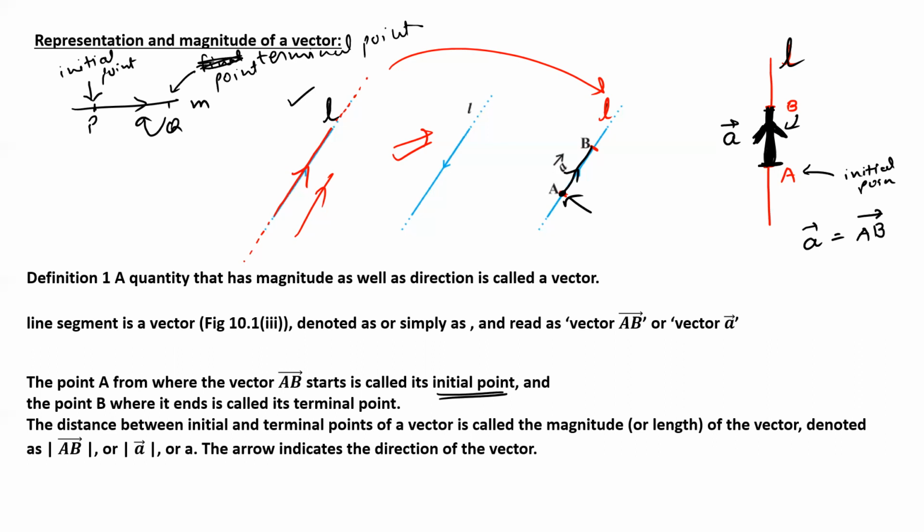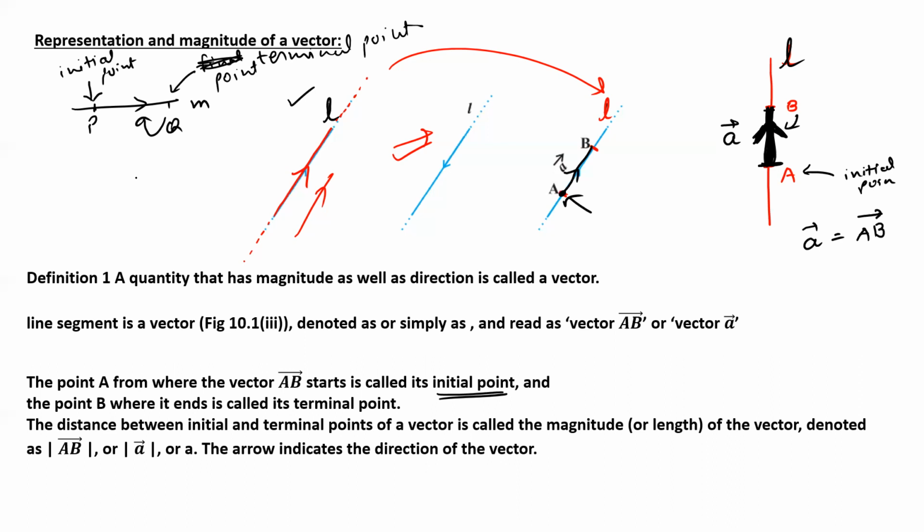The distance between initial and terminal point. What is the distance between them? The distance between the initial and terminal points of a vector is called the magnitude of the vector. Then what is the magnitude of a vector? It is the distance between the 2 points, AB vector.